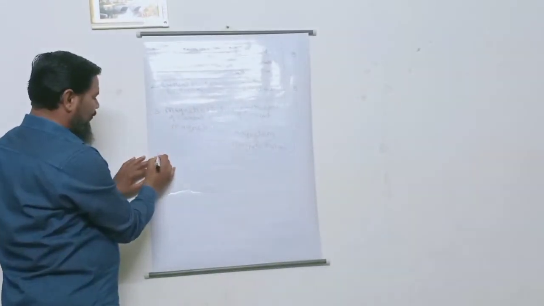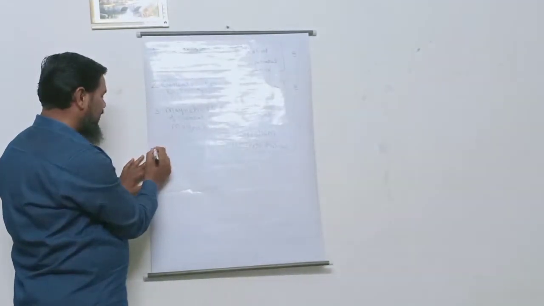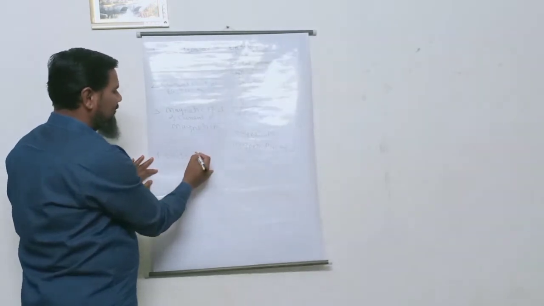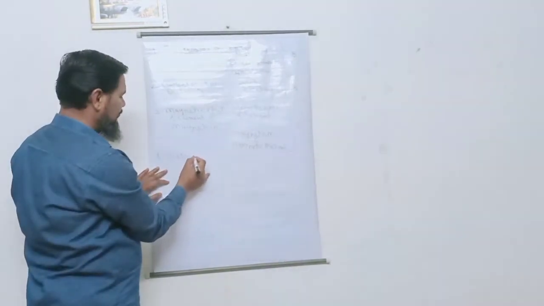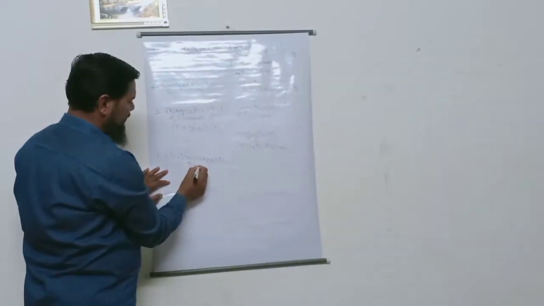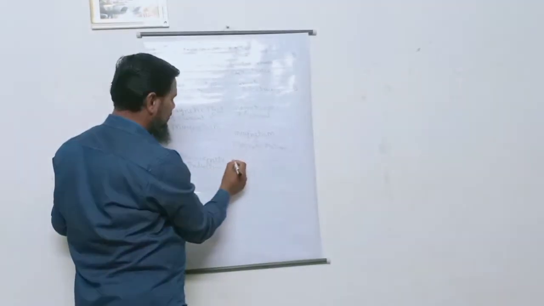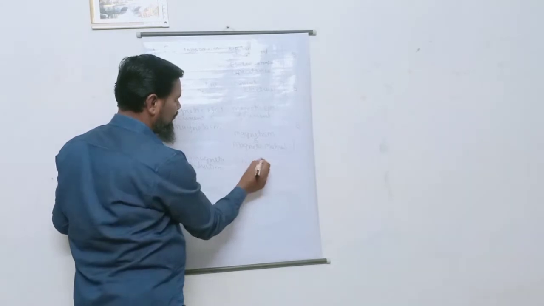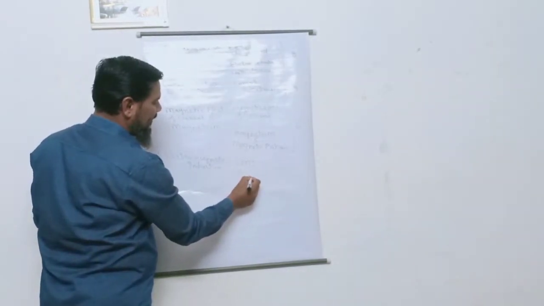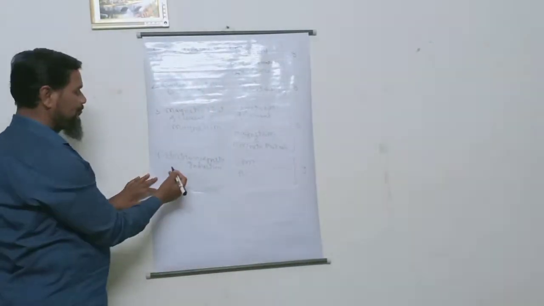Then unit number 4 is electromagnetic induction, which is chapter number 5 in NCERT, and the chapter number 6 is alternating current, AC. Together they are 9 marks.